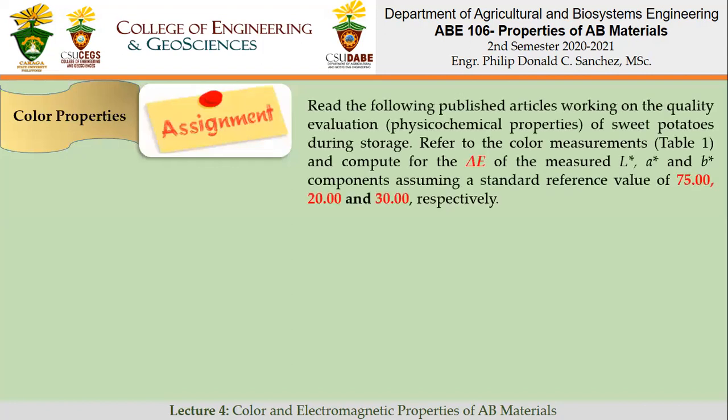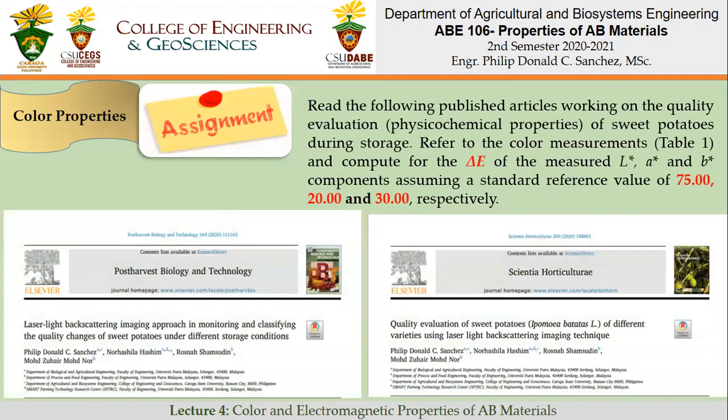For your assignment, you have to read these two published articles of mine. These are two published articles which work on the quality characteristics of sweet potatoes. What will you do? You read the following published articles on quality evaluation, specific to physicochemical properties, particularly color, of sweet potatoes during storage. You refer to the color measurements of these articles, and then you compute the change in color after storage in terms of its L, A, and B components.